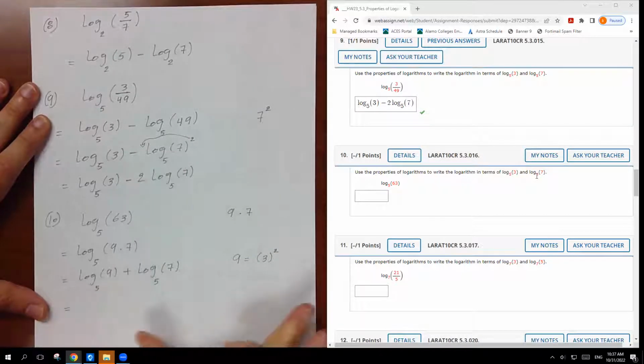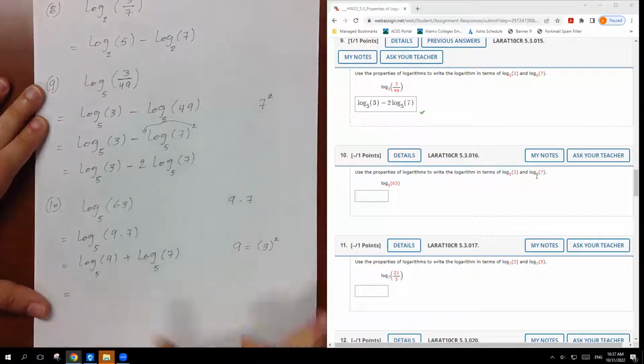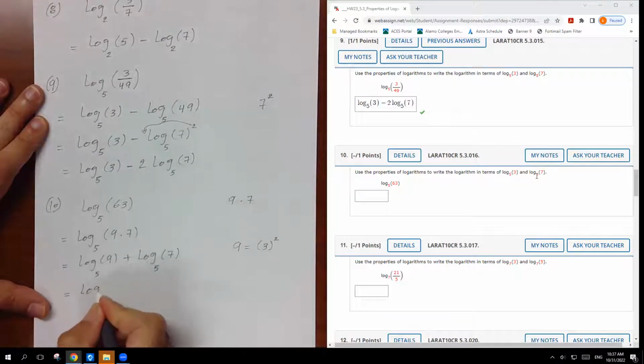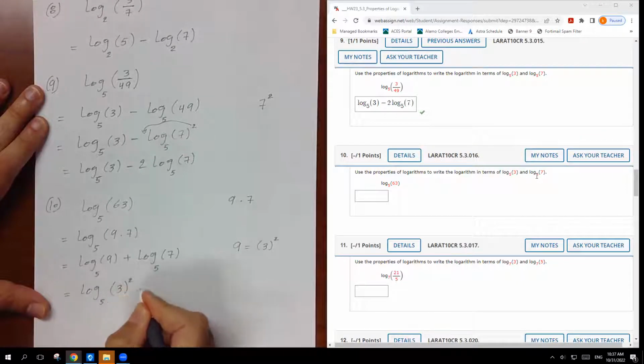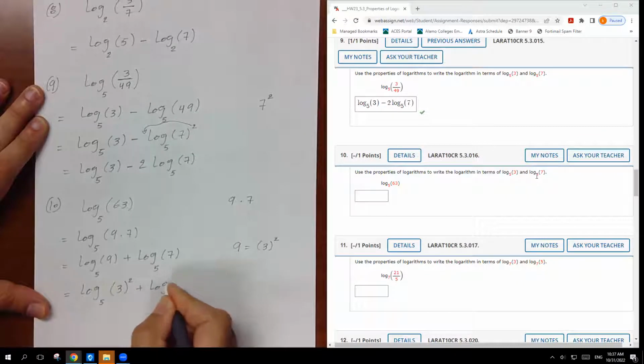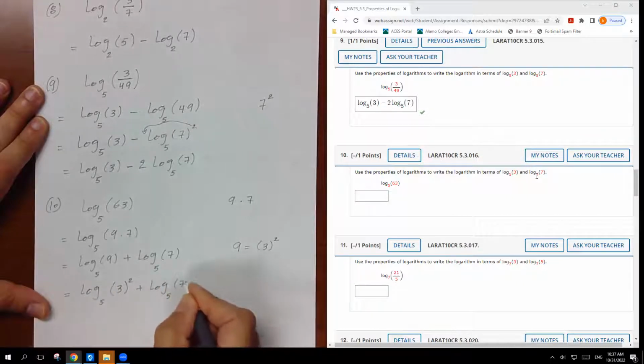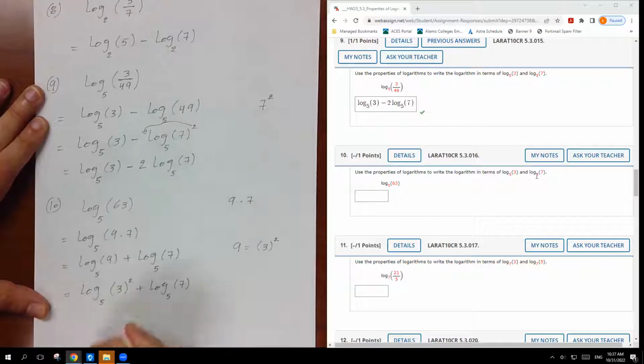That means I can write down this as log to the base 5 of 3 squared plus log to the base 5 of 7. Then, using the power property, I can move the exponents here to the front. So this one is going to be 2 log to the base 5 of 3 plus log to the base 5 of 7.